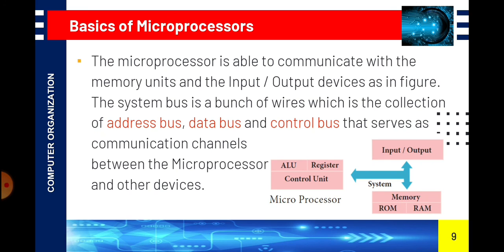The microprocessor has three components: the arithmetic logic unit, registers, and the control unit. Okay, is it clear? Now you can understand the basic diagram of the microprocessor. What does microprocessor mean? What are the components of the microprocessor? How can the microprocessor connect to the other devices?